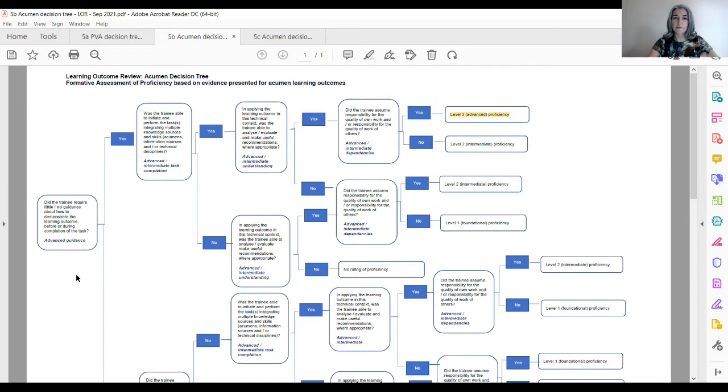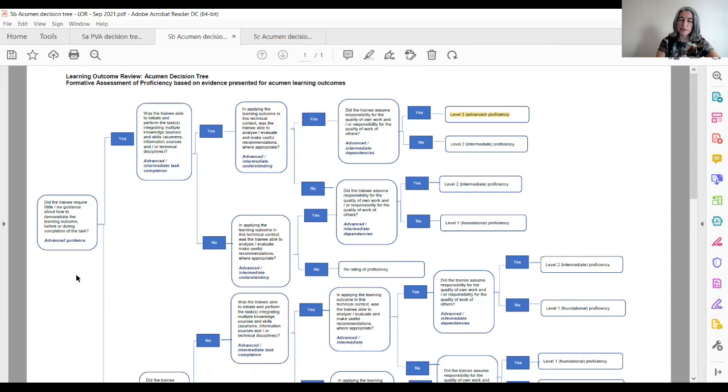You will remember from the matrix that guidance was the key dimension around the acumen, and that is therefore the first question that we are asking in the decision tree. Did the trainee require little or no guidance about how to demonstrate the learning outcome before or during completion of the task? That would be considered advanced guidance, in other words, advanced proficiency in the guidance dimension. If the trainee required little or no guidance, it pushes us into the top part of the decision tree.